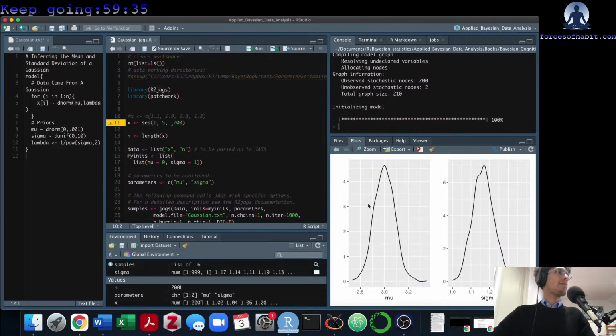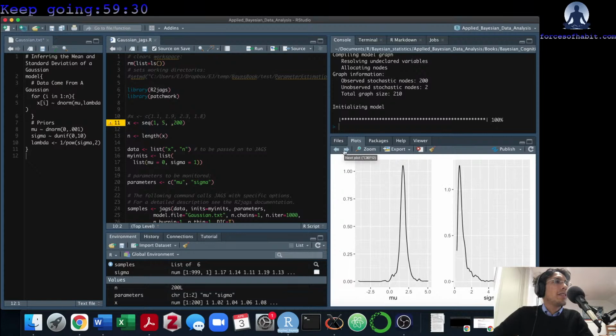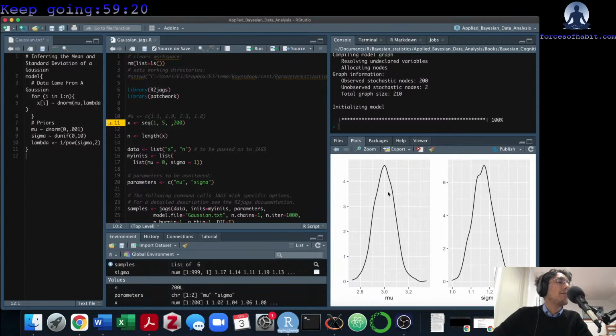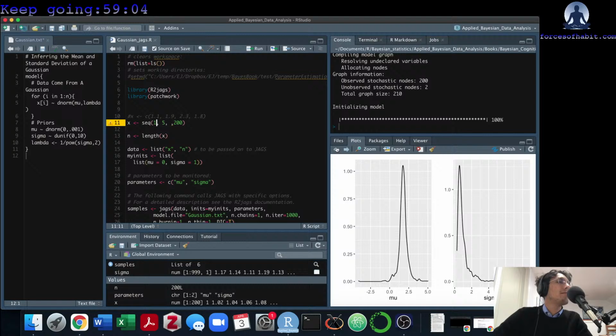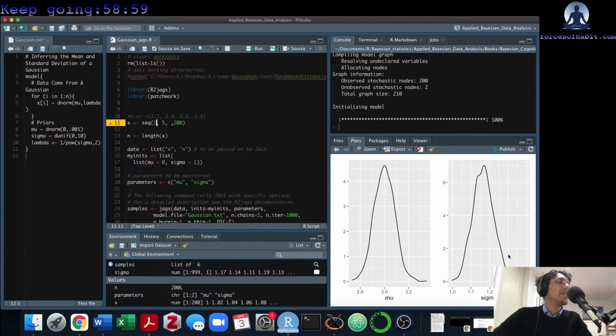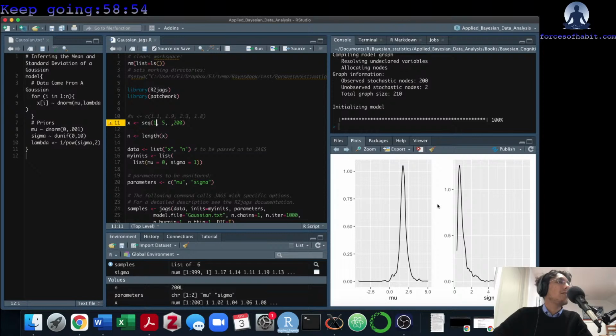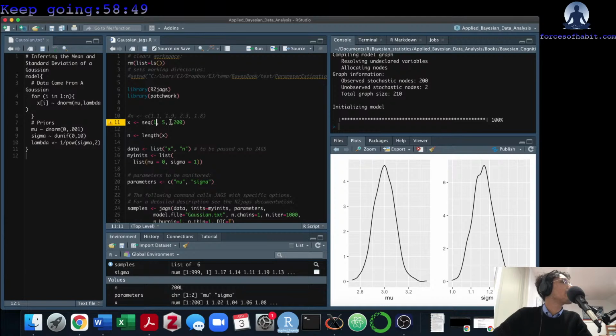So we saw increasing data, decreased uncertainty. Mu is around here. It makes sense because with 200 observations moving from 1 to 5, somewhere in the middle is about 3. Did sigma change? Sigma doesn't look like it changed, but it just got more concentrated. Interesting.